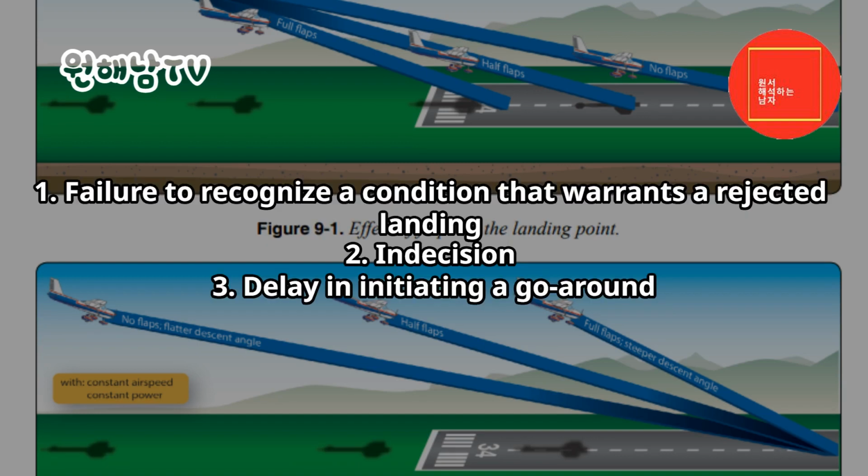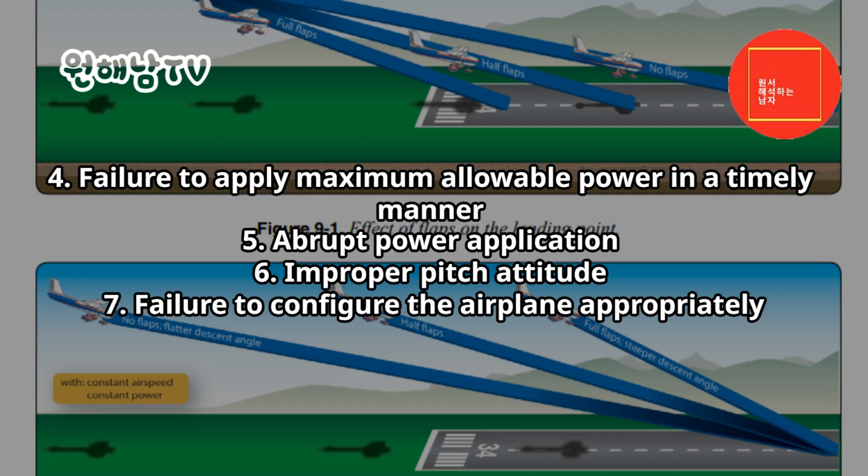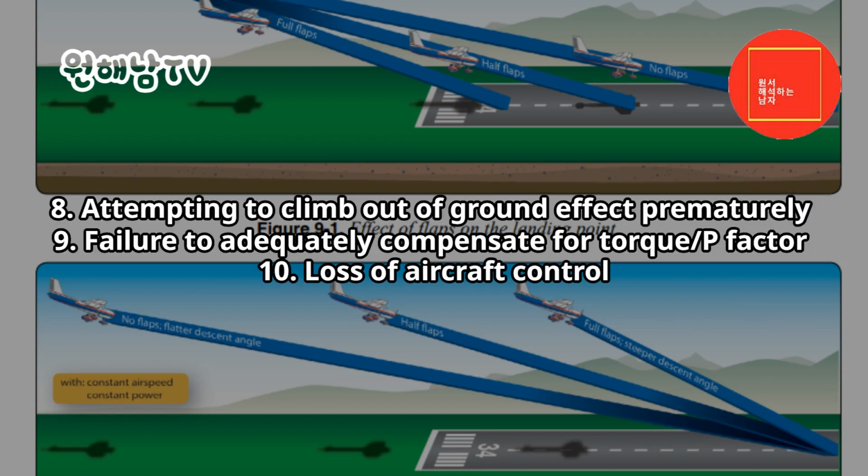Failure to recognize a condition that warrants a rejected landing. 2. Indecision. 3. Delay in initiating a go-around. 4. Failure to apply maximum allowable power in a timely manner. 5. Abrupt power application. 6. Improper pitch attitude. 7. Failure to configure the airplane appropriately. 8. Attempting to climb out of ground effect prematurely. 9. Failure to adequately compensate for torque P-factor. 10. Loss of aircraft control.